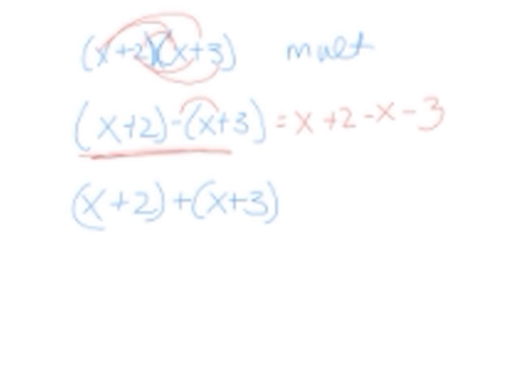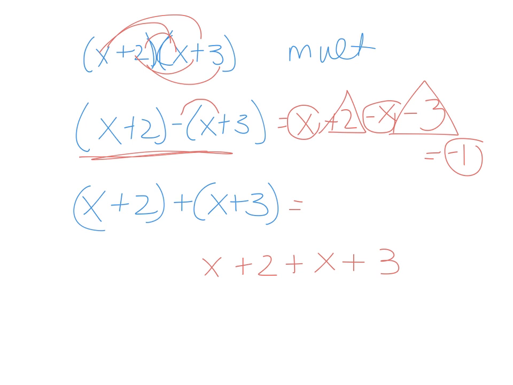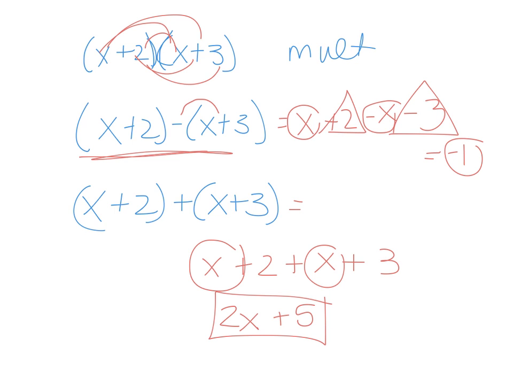And in this problem, the x's, x minus x, would cancel out, and we would have 2 minus 3 equaling negative 1. And in this third problem where we're adding, we'd have x plus 2 plus x plus 3. We'd combine the like terms. We are adding, not multiplying, so we'd have 2x plus 5. So I'm just trying to make the point that the problems look very similar, but you're doing something different. And you've got to look carefully to see if there's anything in between, you're adding or subtracting. If not, then you're multiplying.